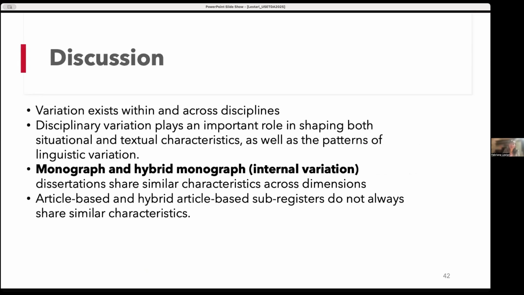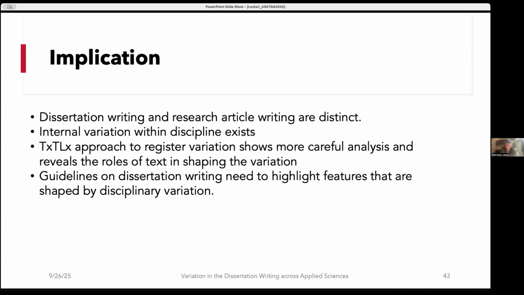Now, coming up to the discussion, I found that variation exists within and across disciplines, and the disciplinary variation plays an important role in shaping both the situational and textual characteristics, as well as the patterns of linguistic variation. Monograph and hybrid monograph dissertations share more similar characteristics across dimensions than the article-based and hybrid article-based dissertations.